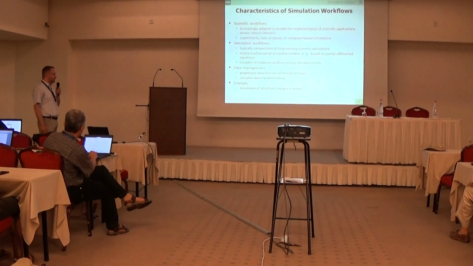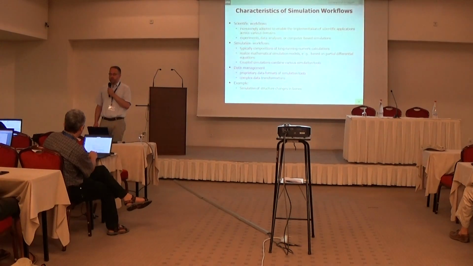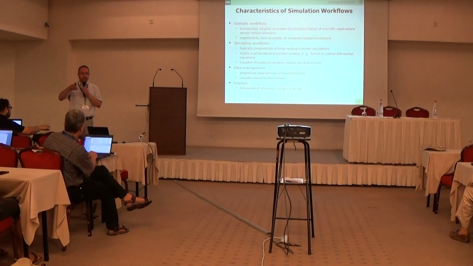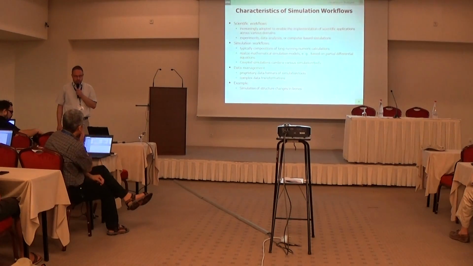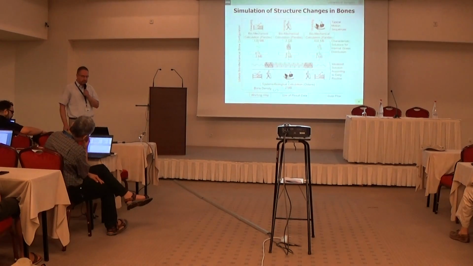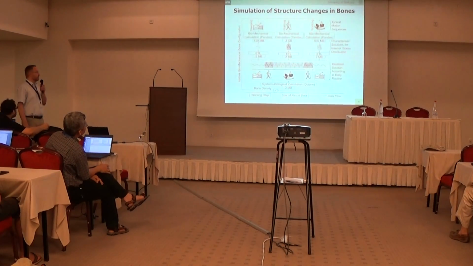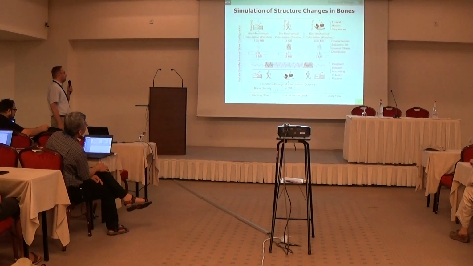So this complexity covers aspects like we have proprietary data formats for each of the simulation tools, and therefore we very often need quite complex transformations of data to take the output from one tool and modify it in such a way that it can be used by another simulation tool. And the running example here is exactly such a coupled simulation, as I said, on the structure changes in bones.